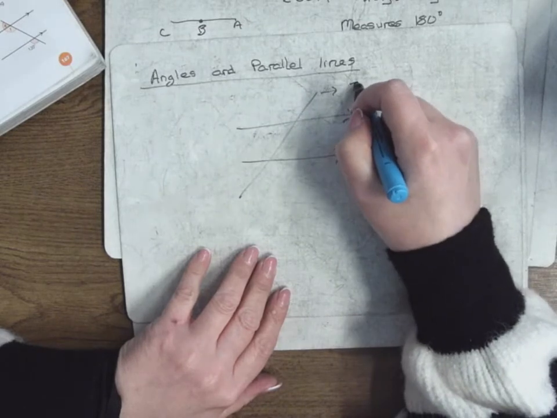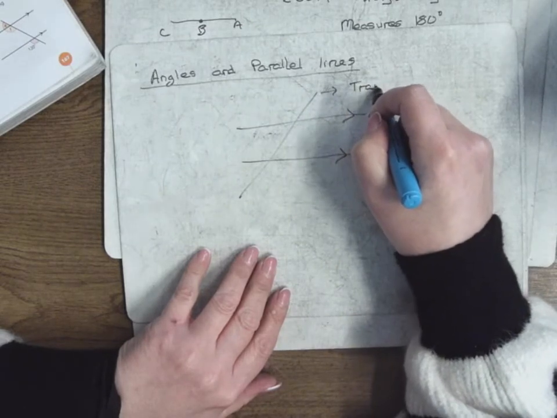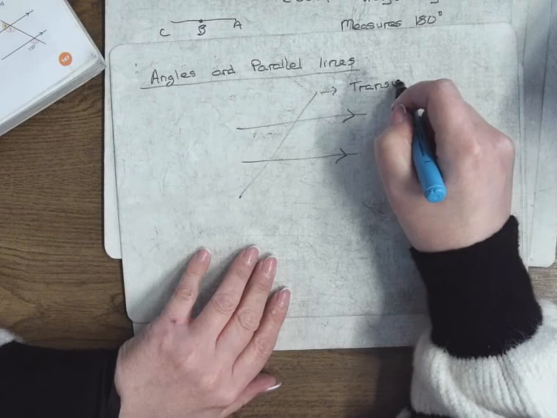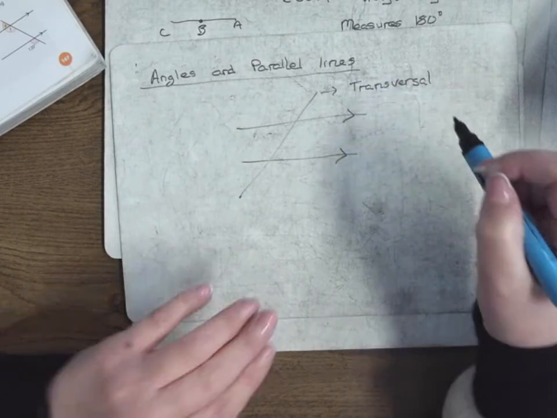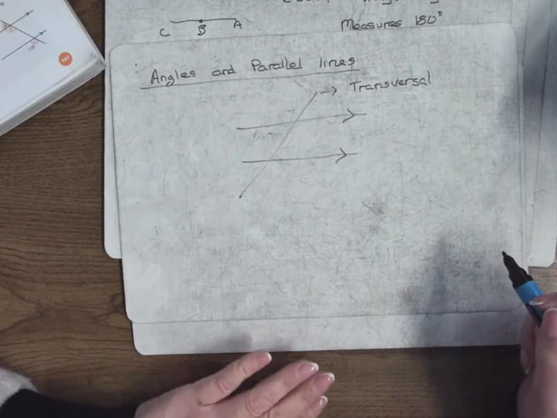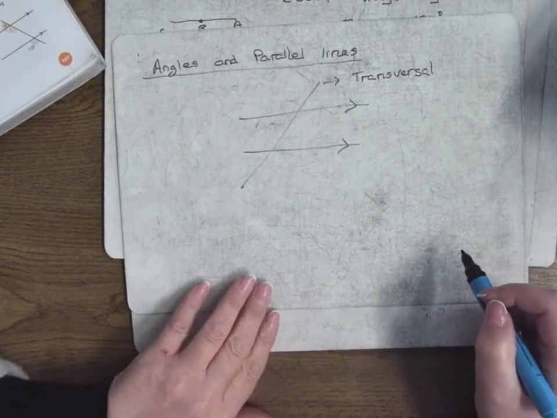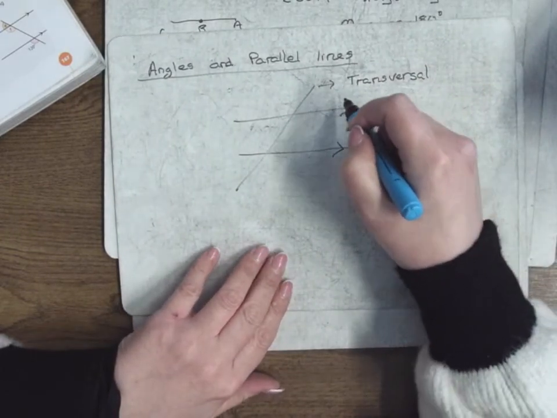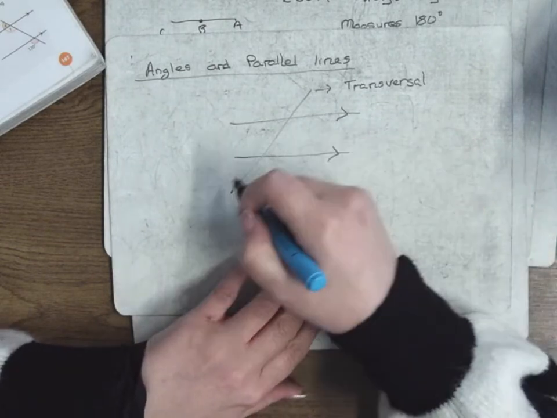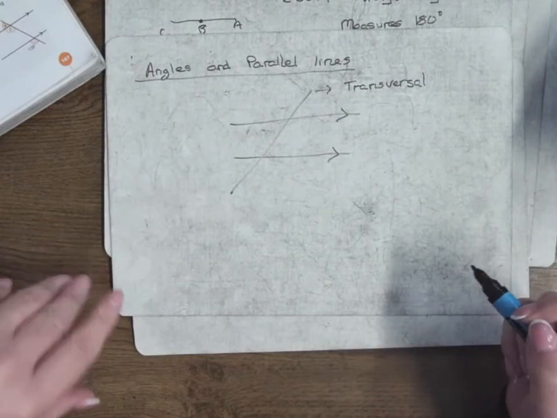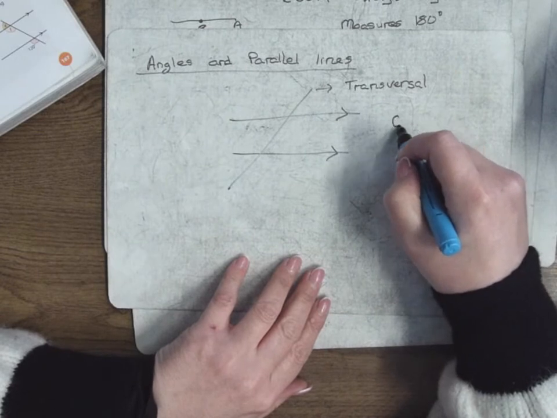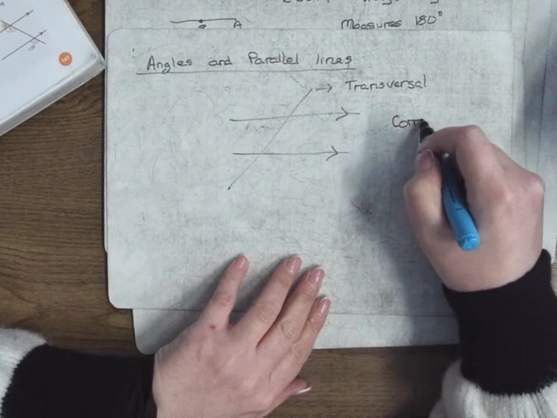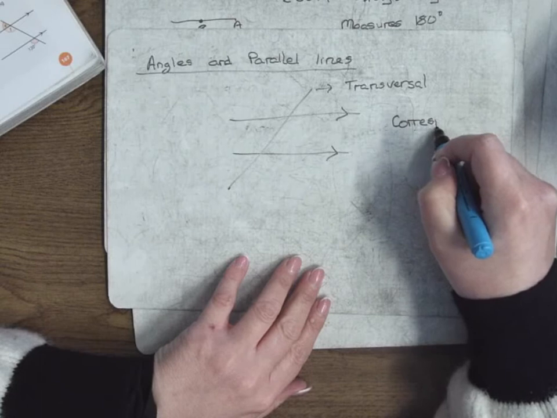That's called a transversal. Now, you don't need to remember that, girls, but if you see it written somewhere, you'll know what it means. You won't be put off by it. So it's just a line crossing the parallel lines. Okay? Right. So we can make what are called corresponding angles. Now, corresponding angles are equal.